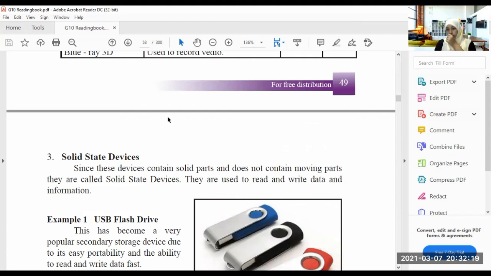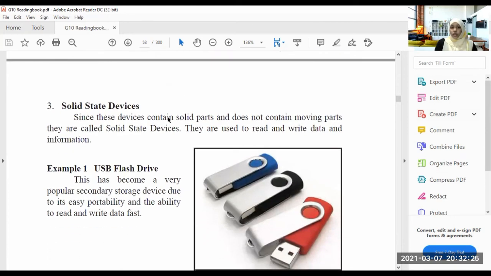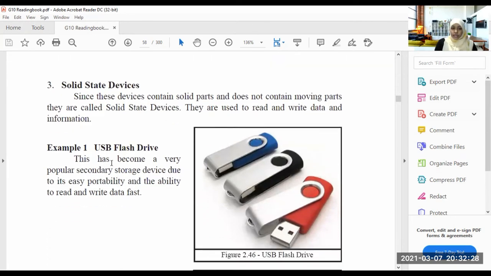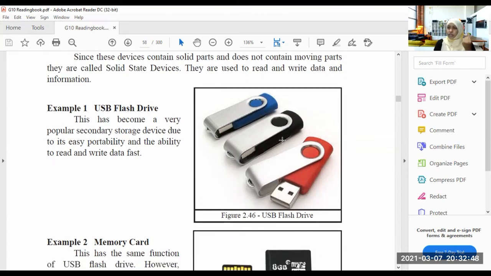So it is also a technology, right? They are used to read and write data and information. The USB flash drive has become a very popular secondary storage device due to its easy portability and the ability to read and write data fast. Most people are using these pen drives nowadays to store data and information and transfer it here and there. It is very easy to take wherever you go, not like the external hard disk, right? You can just put it in your pocket, or you can put it on a chain. You can take it anywhere you go.